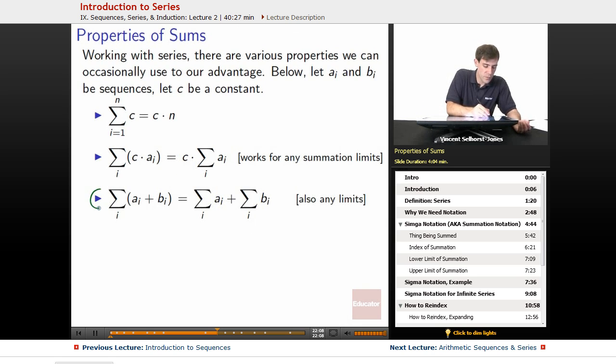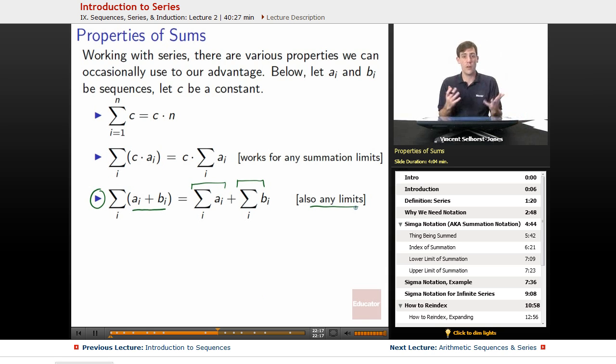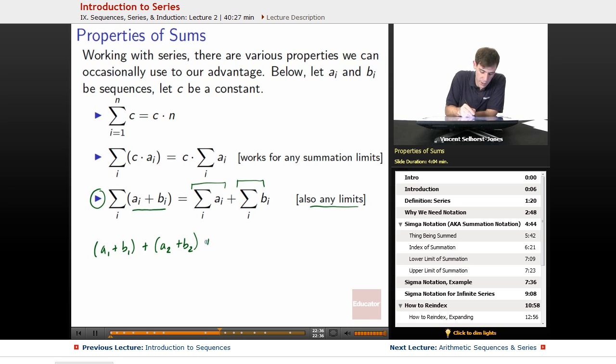Final idea, if we've got addition, a_i plus b_i, we can break that into two separate series added together. Once again, this will work with any limit, so that's why we don't have a lower limit or an upper limit, just an index, because this will work with any limits whatsoever, even in infinite series. So if it's the series of a_i plus b_i, that's going to be a_1 plus b_1 plus a_2 plus b_2 plus a_3 plus b_3, and it's just going to continue in that format.